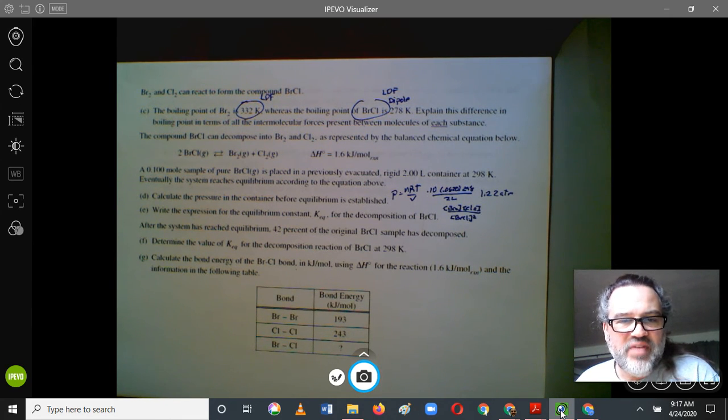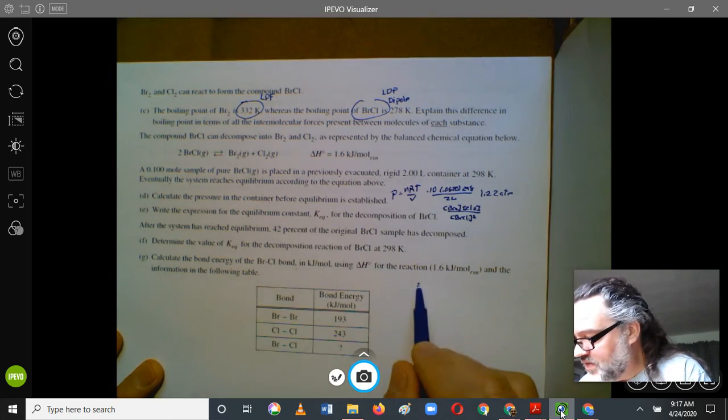And then you get to an ICE box problem. It says after the system has reached equilibrium, 42% of the original BrCl has decomposed. We've got to get to that ICE box problem. Let me draw this ICE box over here so that we can see it.